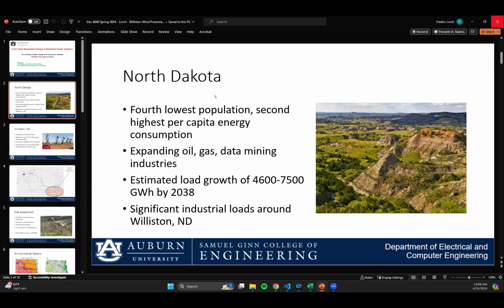And in addition to that, it's also becoming a growing center for data mining, like cryptocurrency mining and things like that. And there was a study that was published estimating between a 4,600 and a 7,500 gigawatt hour gross load by 2038. And all of those industrial loads are primarily centered around the Williston, North Dakota area.